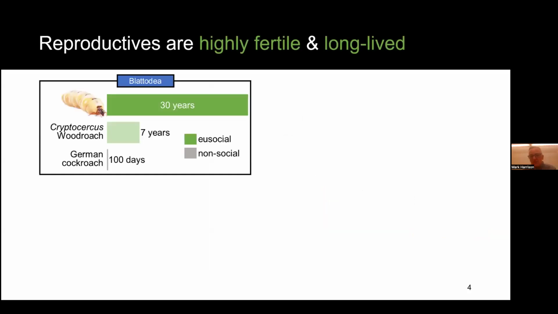If we look at termites again, for example, some termite queens can live for 30 years while laying thousands of eggs every single day throughout their life. So highly fertile, really long-lived, but they show no signs of aging throughout these decades. You can compare that to the non-social sister group, the cockroaches. They just live maybe 100 days.